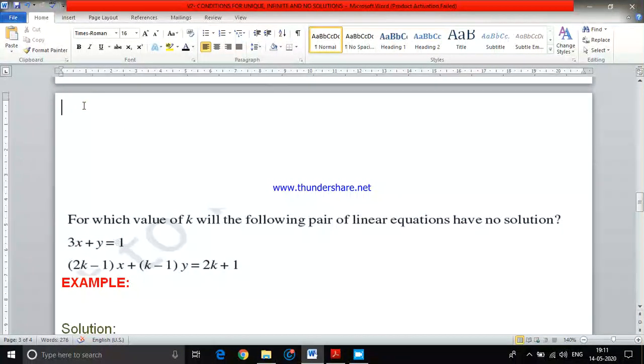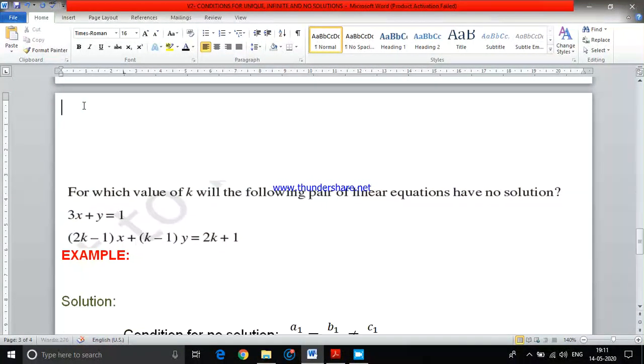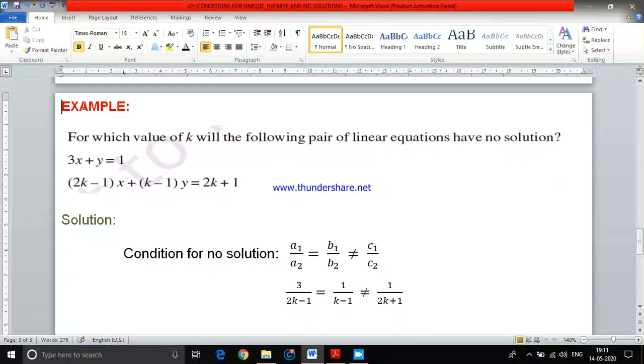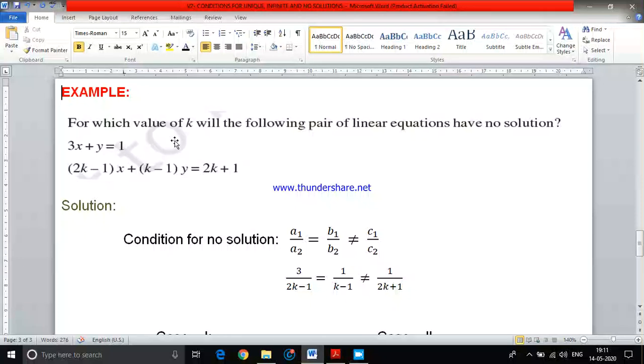Now we will solve for no solution. So what is the example here? For which value of k will the following pair of linear equations have no solution? So what are the equations given?